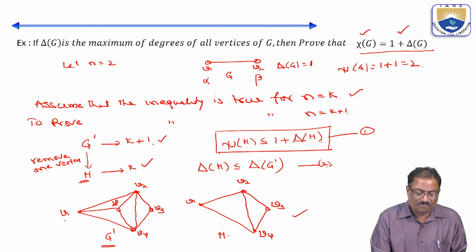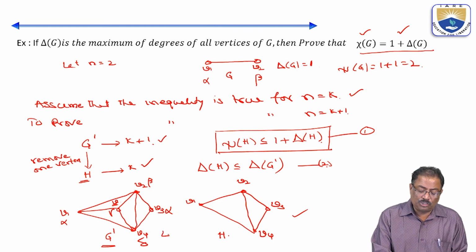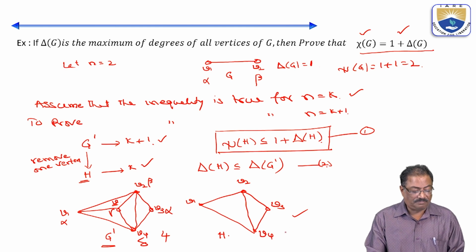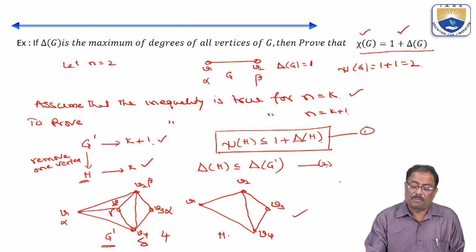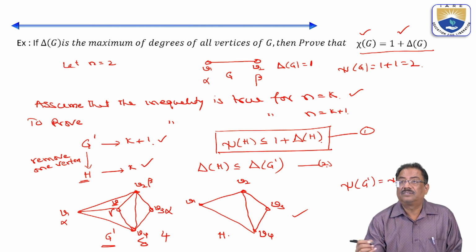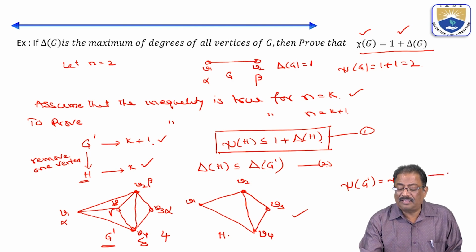See here, for this example, alpha is one color I am assigning, beta to the adjacent one, gamma to the next, delta to the next, and then alpha again. So I am using 4 colors here, and with the 4 colors I can make the subgraph also properly colored. In such a case, chi of G dash equals chi of H. Let us say this is equation 2.